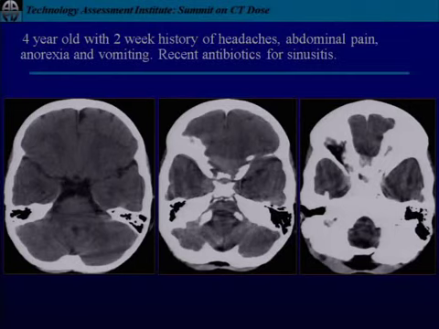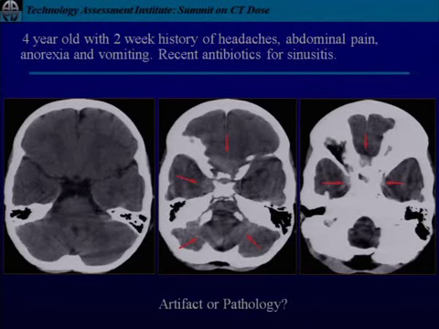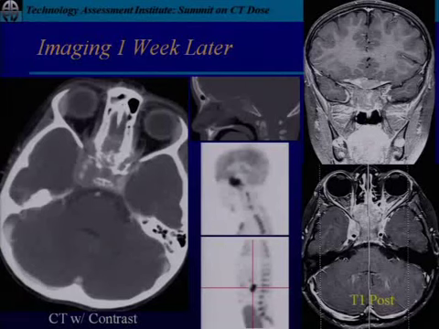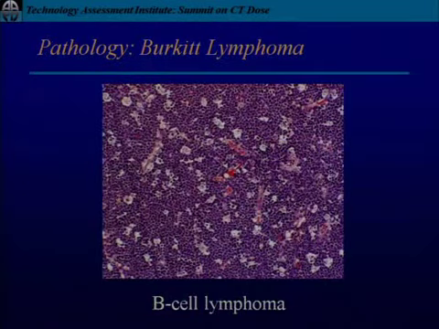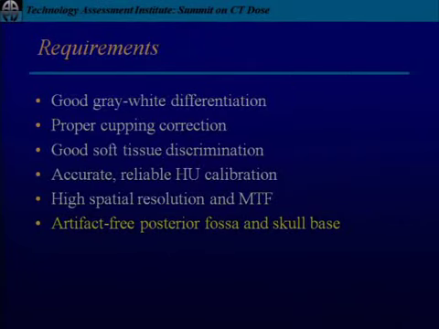Okay. And the same thing over here. The patient was sent back. A week later, the patient came back. More imaging was done. Now you see a soft tissue enhancing mass over here. More imaging was done. You see this tumor has actually eaten through the bone. MRI shows a large tumor. The tumor is there in the clivus. And this turned out to be Burkitt's lymphoma, very fast-growing lymphoma. Okay. So you need artifact-free posterior fossa and skull-base imaging in order to do good neuroimaging.